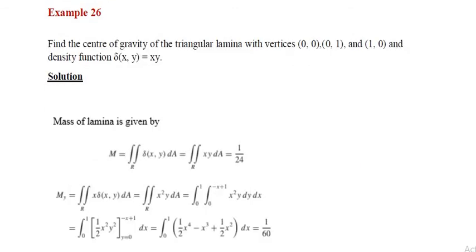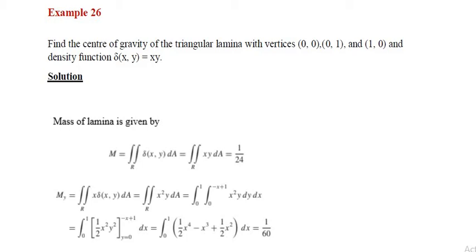Now let's see one more question. Find the center of gravity of the triangular lamina with vertices (0, 0), (0, 1) and (1, 0) and the density function delta of xy equal to xy. We have already found the mass of this triangular lamina in our previous example. Now we are asked to find the center of gravity of the same lamina with the same vertices and the same density delta of xy equal to xy. From the previous example, we got the mass as 1 by 24.